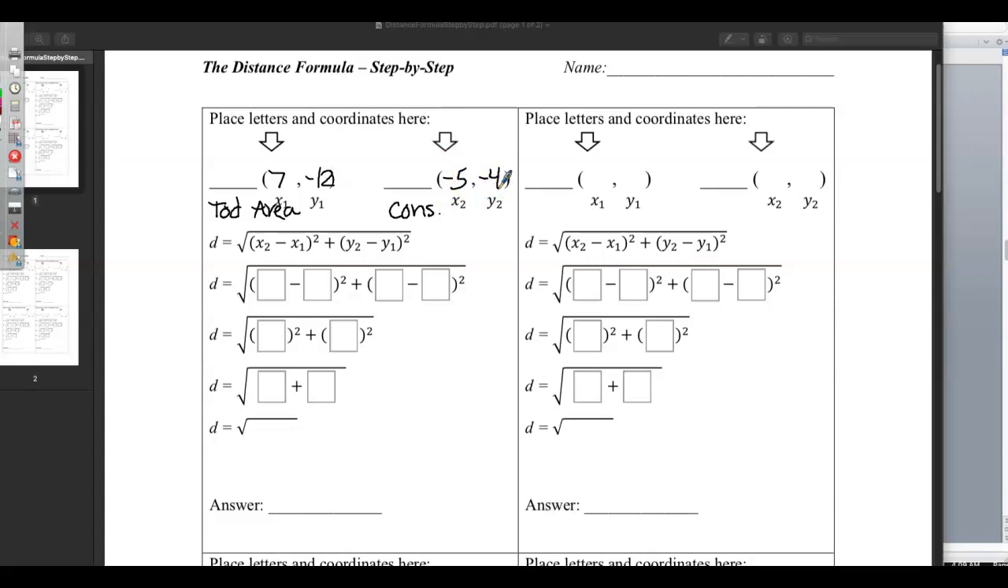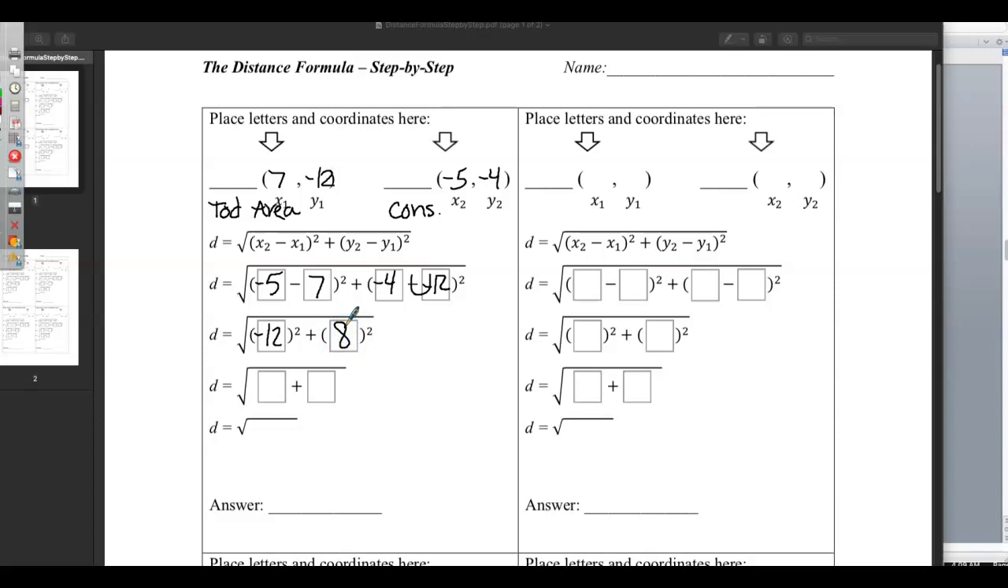Okay, and then I'm just going to fill in. Here you do x2 minus x1 quantity squared plus y2 minus y1 quantity squared, and the square root of all of that. So my x2 is -5, minus my x1, which is 7, my y2, which is -4, minus my y1, which is -12. Then I would solve using PEMDAS, so parentheses. -5 minus 7 gives me a -12. Plus, these would turn into an addition sign, so -4 plus 12 is 8.